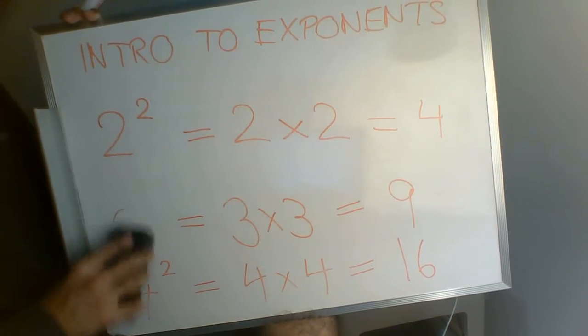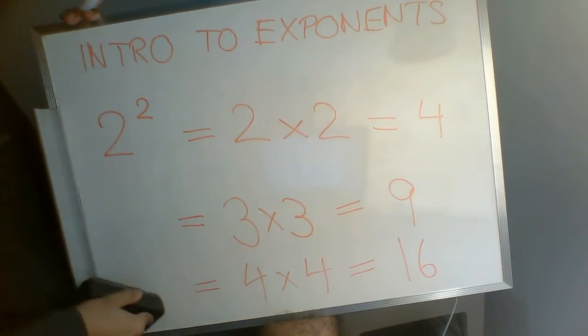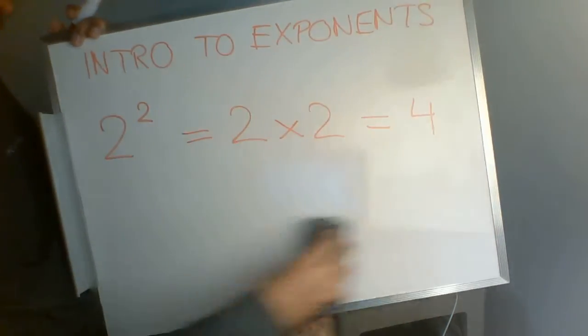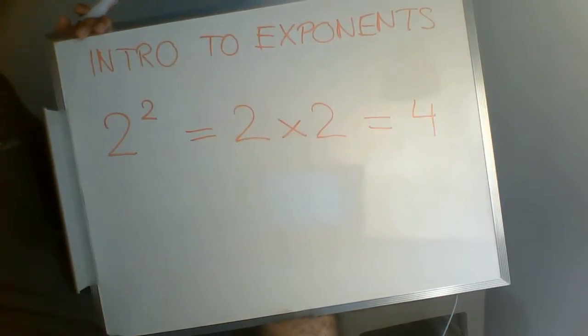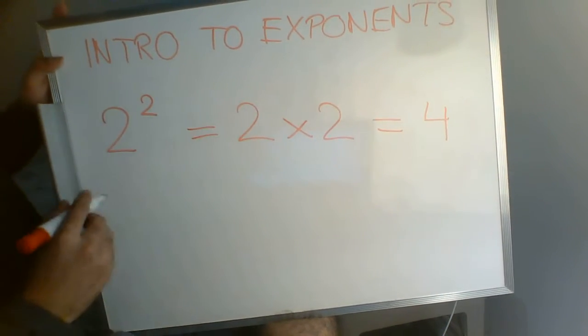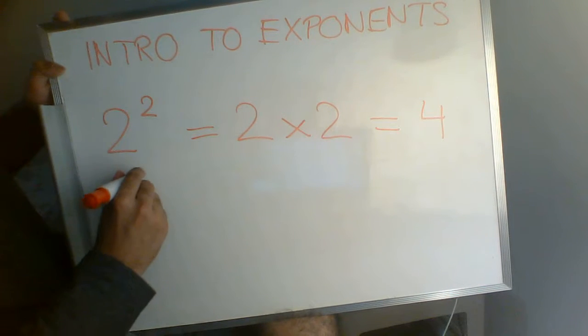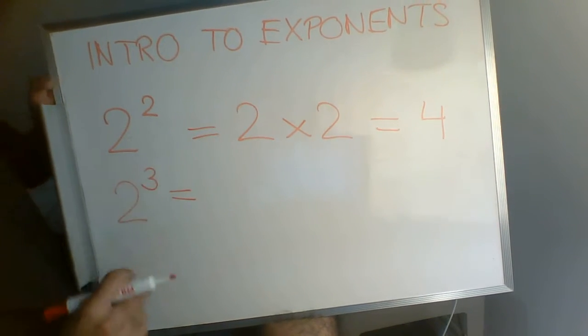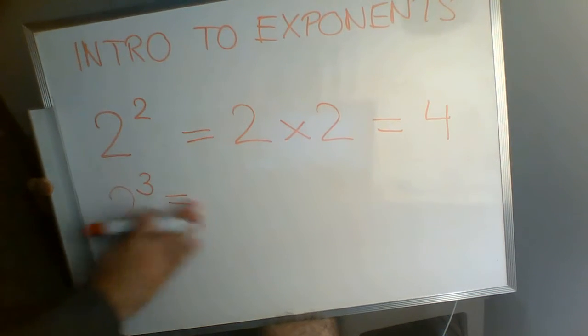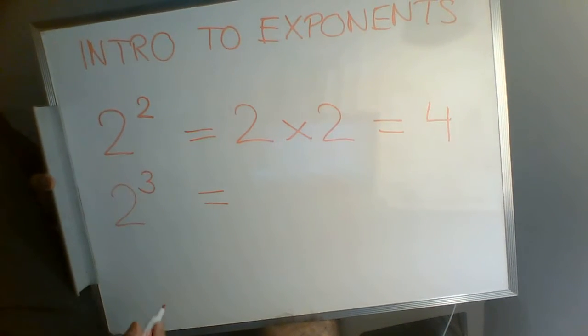So now, let's change it up. Instead of having 3 squared and 4 squared, we'll keep the base the same, we'll keep the big number the same, and we'll change the exponent. So now we've got 2 squared, we'll leave that up there for reference. Now we'll change the exponent to a 3. So, if we change the exponent to a 3, what happens? Let me move that equal sign over.